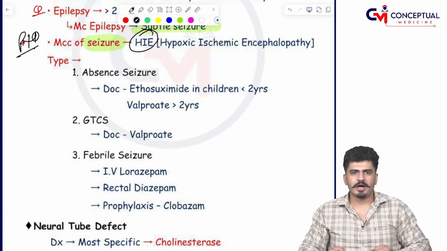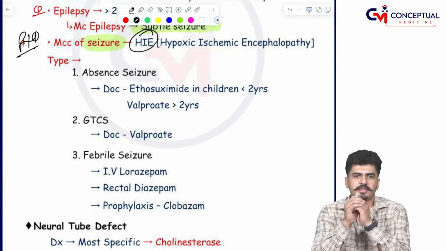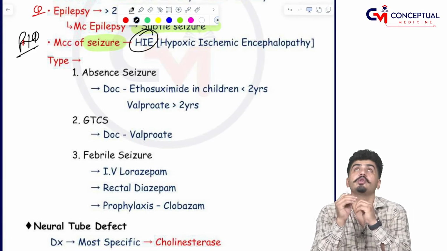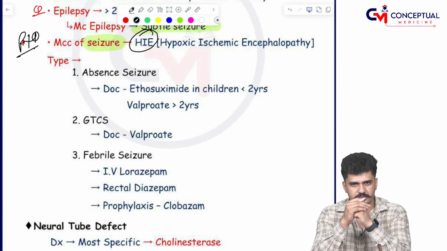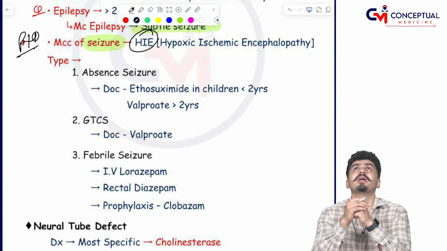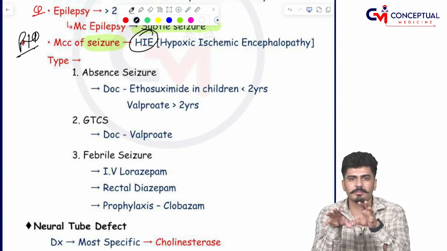Absent seizure, how is the presentation going to come? The teacher will be complaining, the school age child is looking up without going unconscious. ऊपर देख रहा आसमान को बिना unconscious हुए. That is going to be the presentation also.